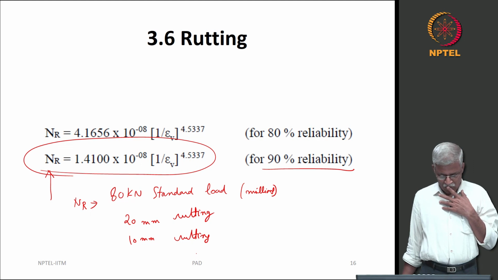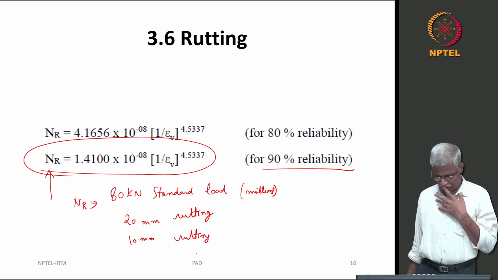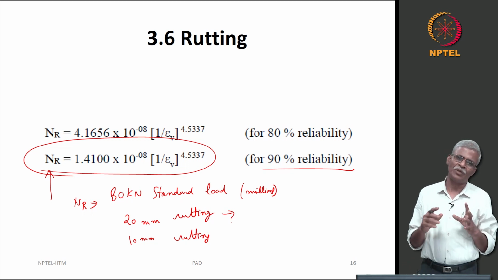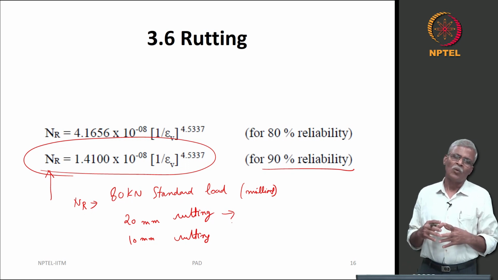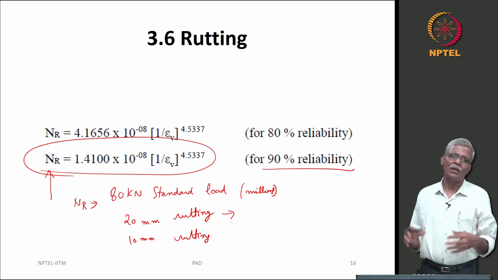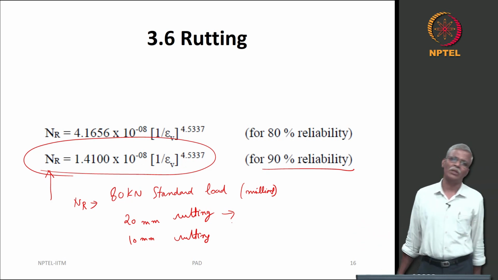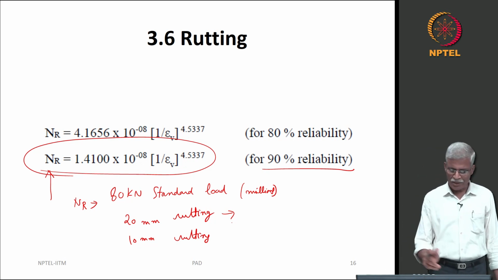So, now I look at it. This equation looks very interesting. Number of repetitions to failure in terms of an 80 kilonewton standard load, which will lead to 20 mm rutting. So, your definition of failure is 20 mm rutting. What causes that 20 mm rutting? 80 kilonewton standard load. How many repetitions? That is what this equation will give you. Excellent.